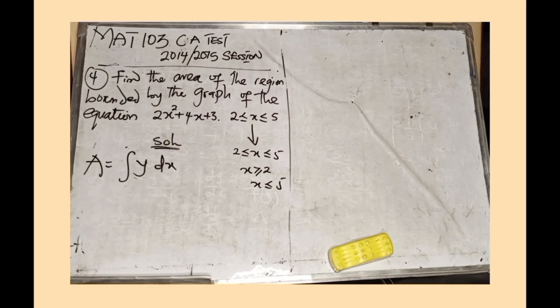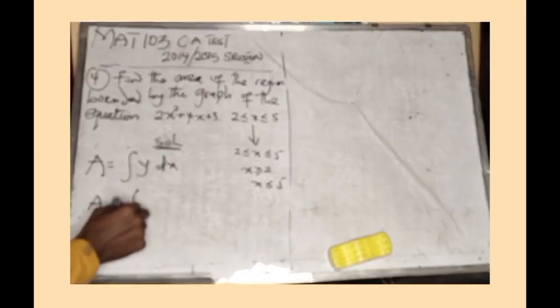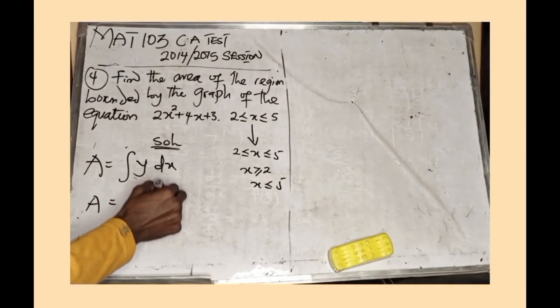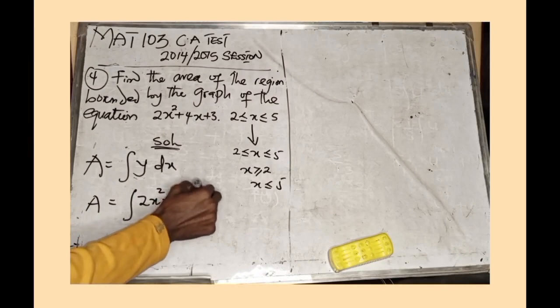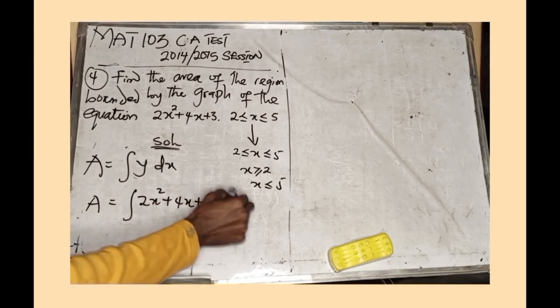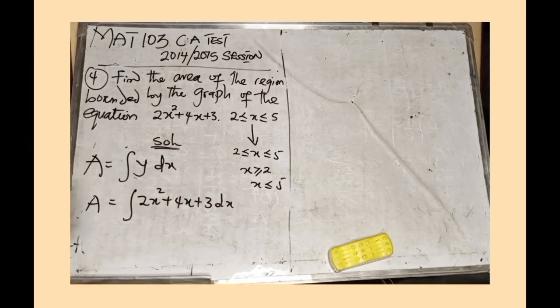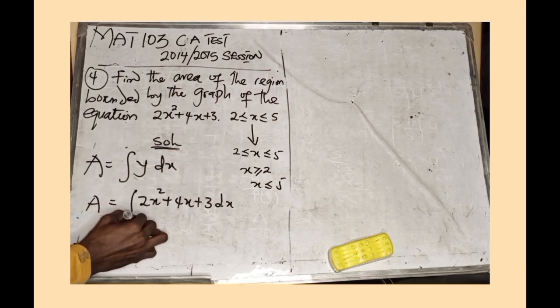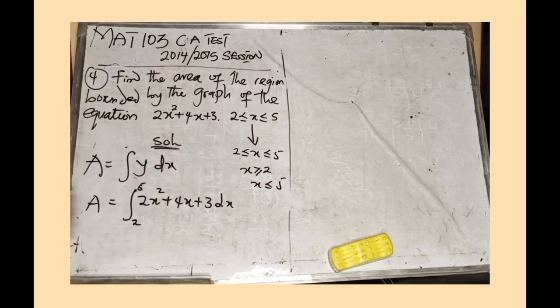So let's integrate this. We have area here is equal to the integral now of 2x squared plus 4x plus 3 dx. You see, now I want to integrate this, starting from 2 here, and this is 5. The boundary given to us here from 2 to 5. So it's just in the form of a definite integral, okay, that has boundaries. So now I want to integrate this very term here. So how do we go about it now?